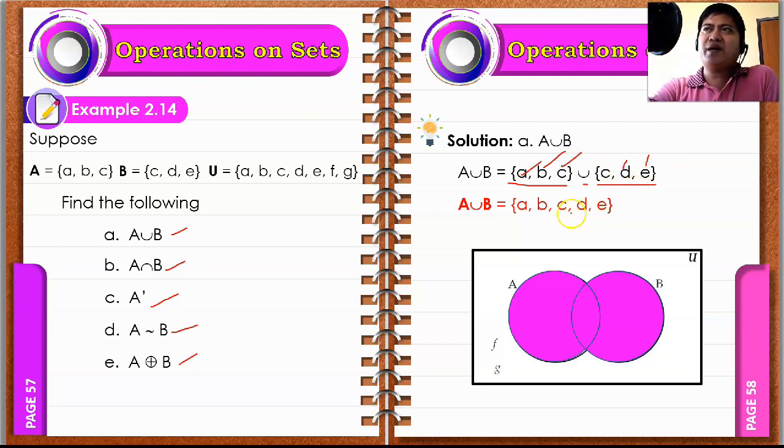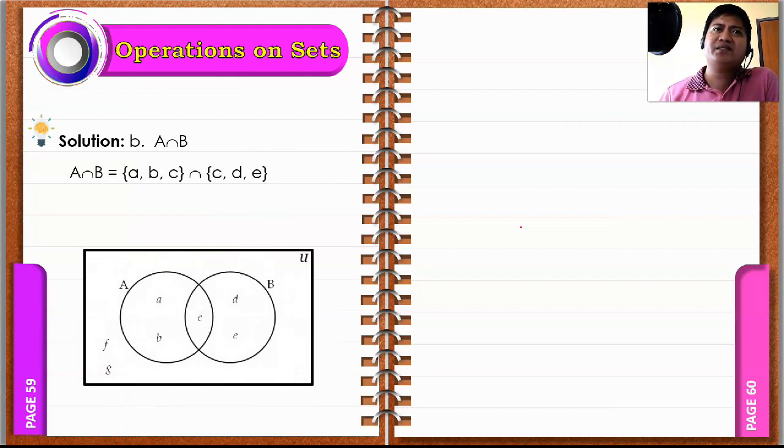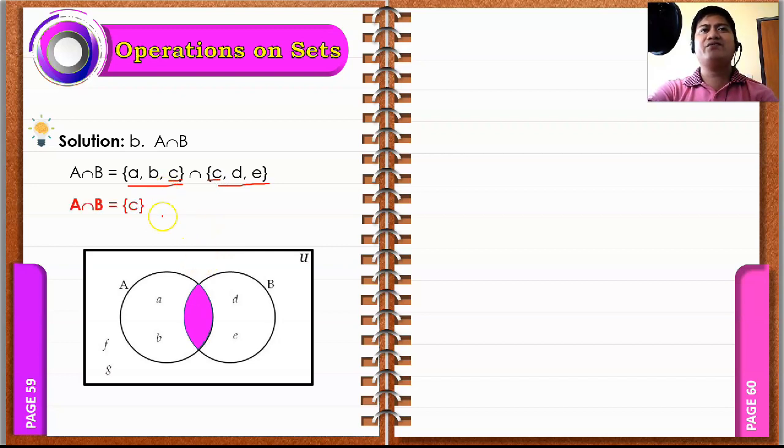So we will just combine all the elements of A and B. For the intersection of the sets, A intersection B, we have A, B, C and C, D, E. Then we'll just get what is common to both A and B. So the common element is C. Therefore, this is the shaded area. So the answer is the set with the element C.